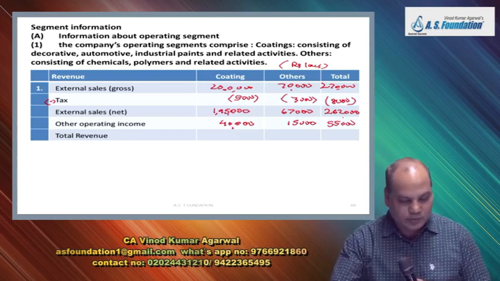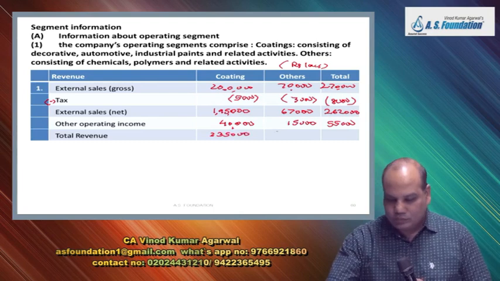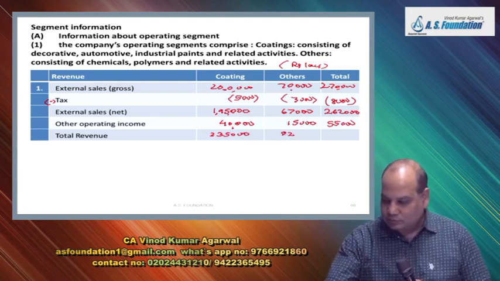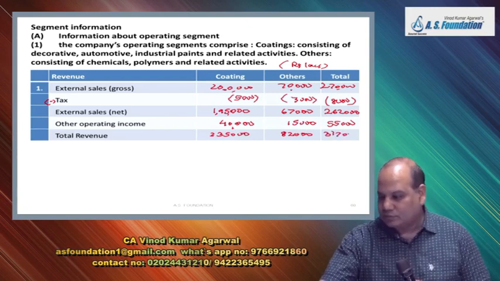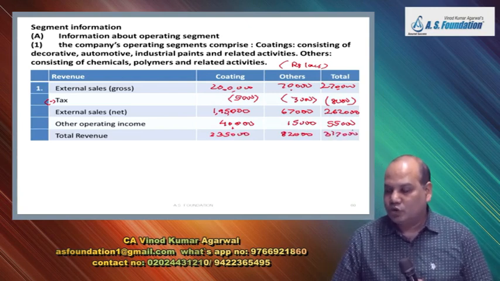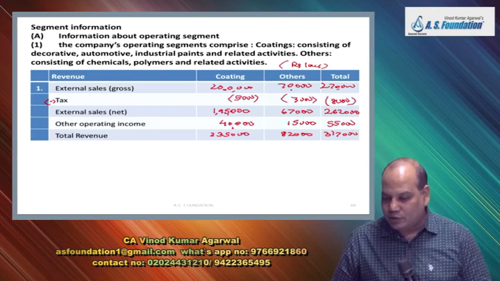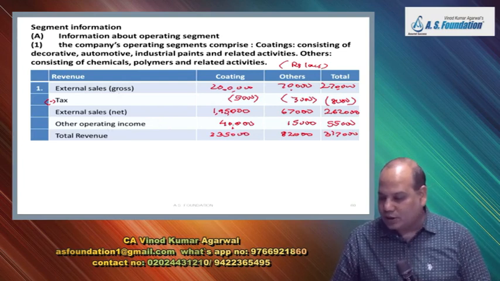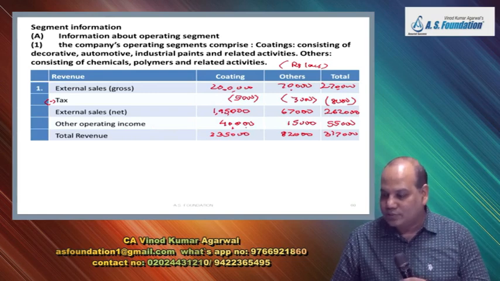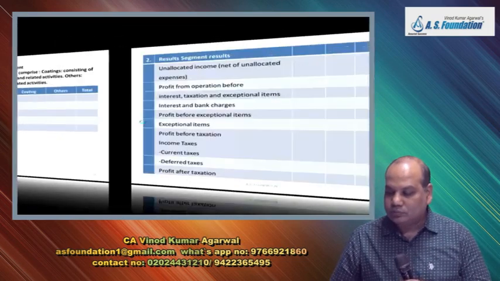Total revenue will be 2,35,000. This is how much? 82,000 and 3,17,000. So disclosure requirement will be given for revenue, external revenue net of any tax included in that, and if there is any other operating income directly attributable to segments, total revenue.